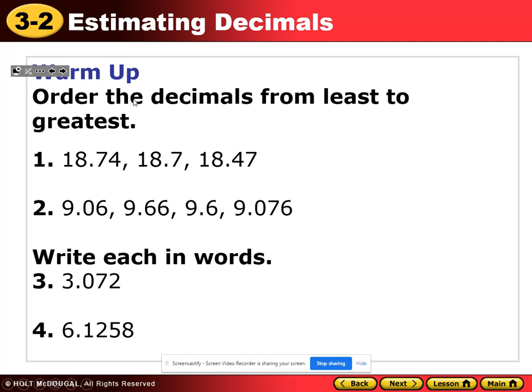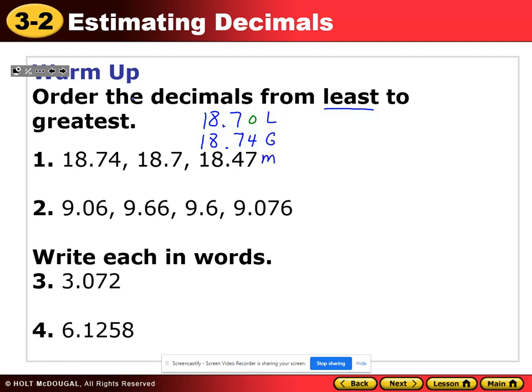So, the warm up: ordering these decimals. Remember what we do. We write them with decimals lined up. Then, once we line up the decimals and fill in those extra spaces, we can compare them as if they're regular numbers. 1,870, 1,874, 1,847. They want least first, so this is the least. This is the greatest, and there's the middle one.